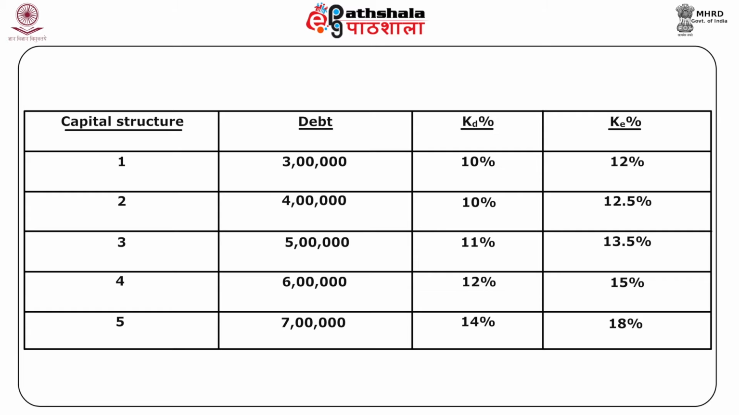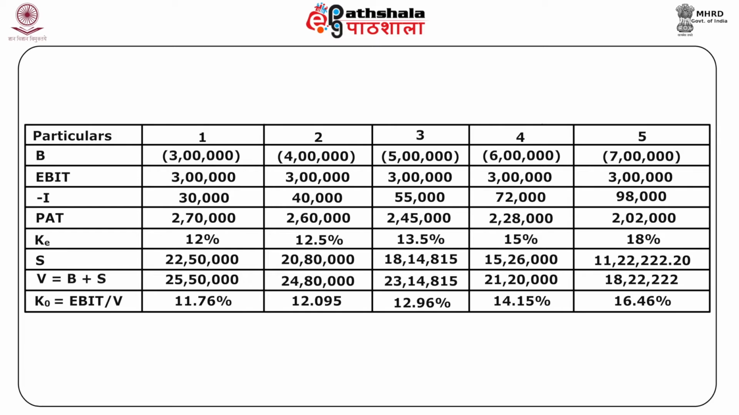Correspondingly, the value of equity also goes up from 12%, 12.5%, 13.5%, 15% and 18%. Now the solution. Thus, it is the traditional approach where KD and KE both are increasing with increased leverage. As risks are increasing, we have to choose that capital structure which increases the value of the firm and reduces overall cost of capital.